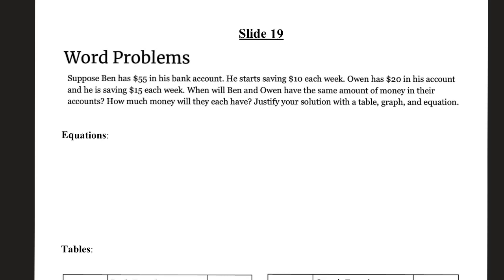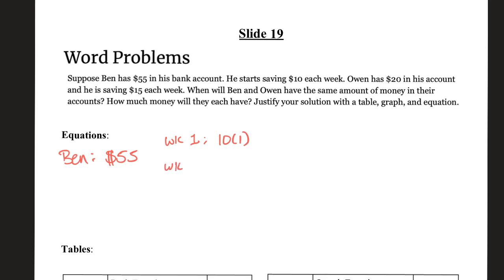All right, so let's just start with Ben here. He's got 55 bucks to start with. That's his starting point. And then it says up here that he is saving $10 each week. Well, I'm just going to start making a little chart here. After the first week, week 1, he's got 10 bucks. I'm going to not write the money sign. I'm just going to rewrite that as 10 times 1, okay?